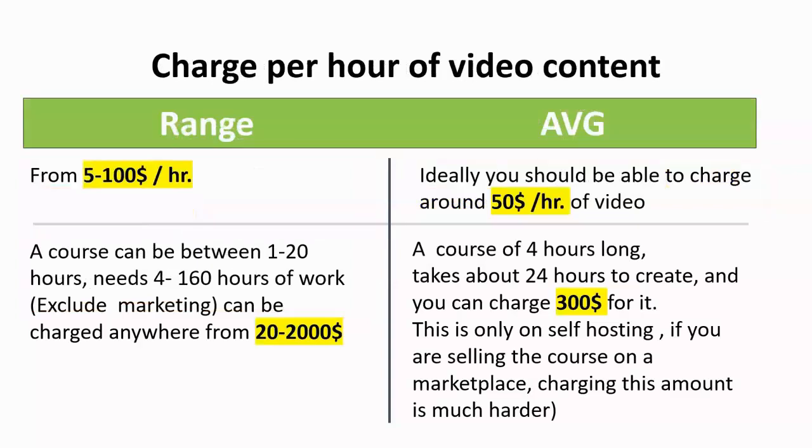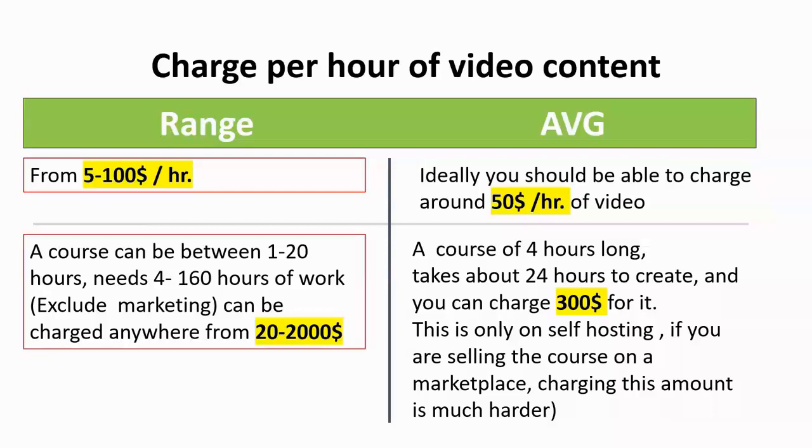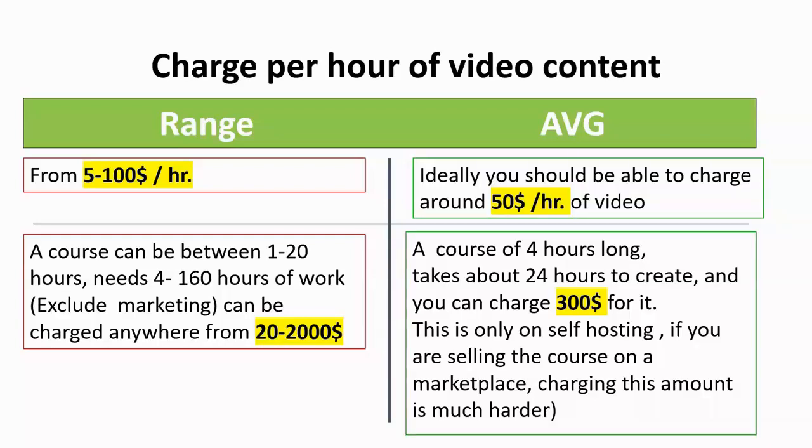Now, how much you can charge per hour of video content? $5 to $100 per hour. A course can be between 1 to 20 hours and needs 4 to 160 hours of work, excluding marketing, and can be charged anywhere from $20 to $2,000. Ideally, you should be able to charge around $50 per hour of video. A course of 4 hours long takes about 24 hours to create, and you can charge $300 for it.